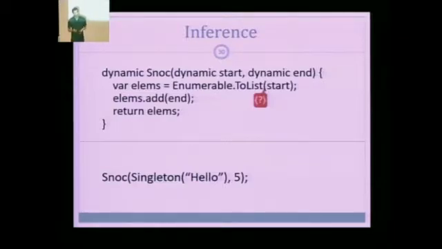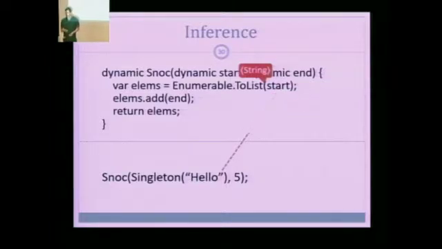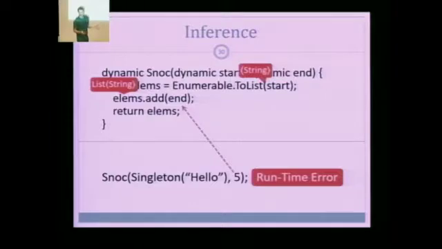And so we look at what the value for start is, namely singleton hello. We see that its runtime type is IEnumerable of string, and so the obvious thing to infer is string, as opposed to object like we did before. And consequently, this method, when it returns, gives me a list of string. Now what happens if I try to add 5 to this list of string? Well, we get a runtime error, because you can't add an integer to a list of strings. And that's the cause of why the program doesn't work anymore.